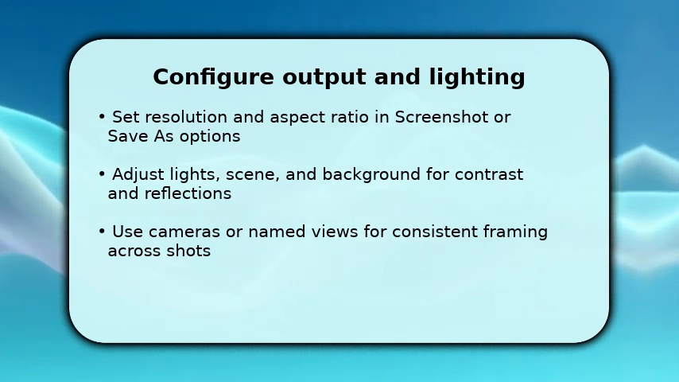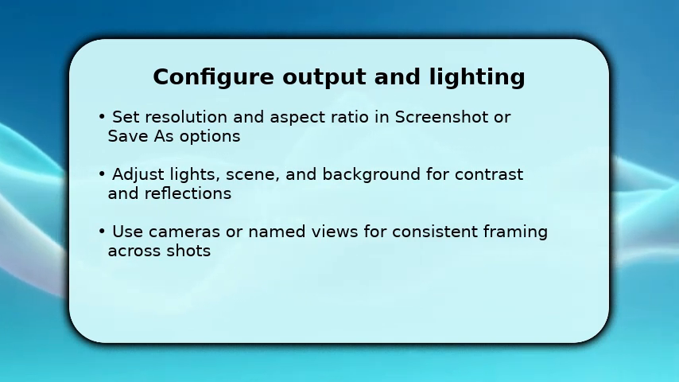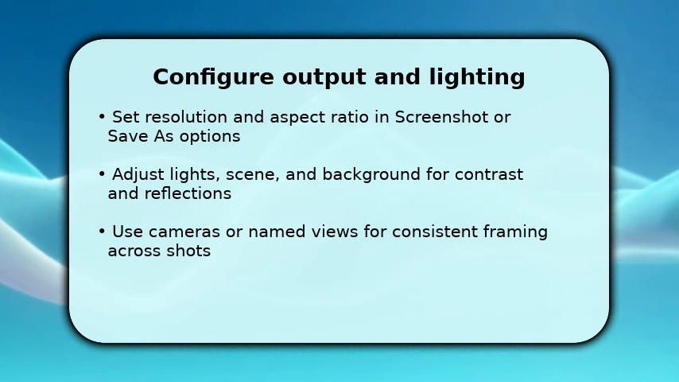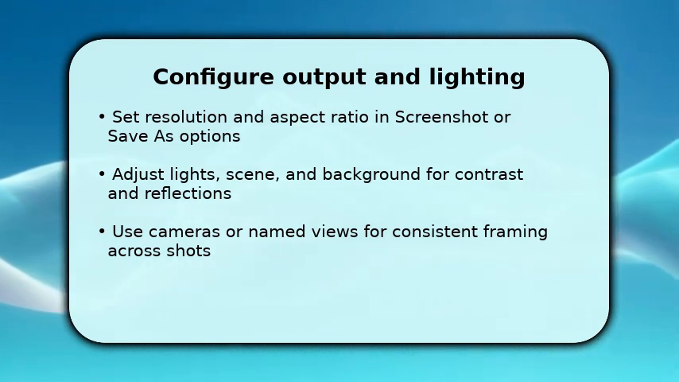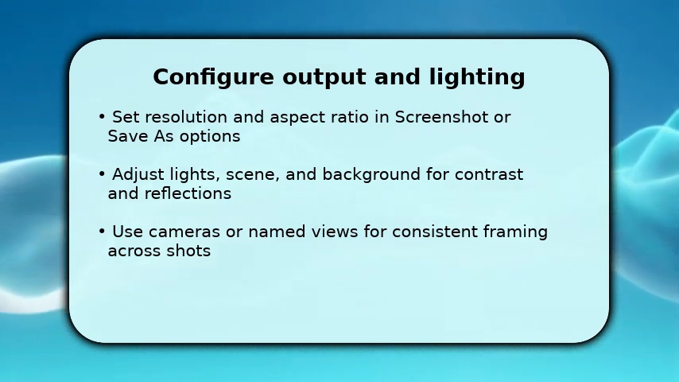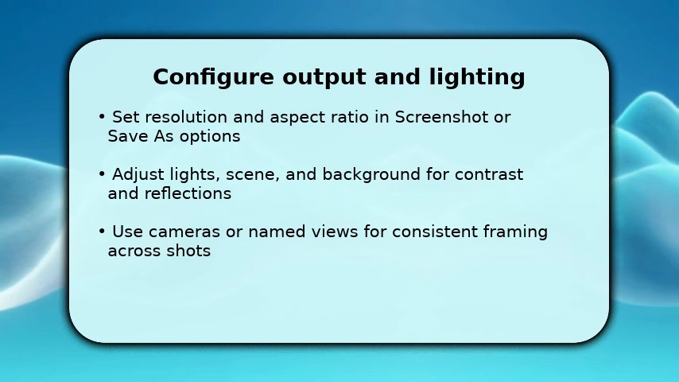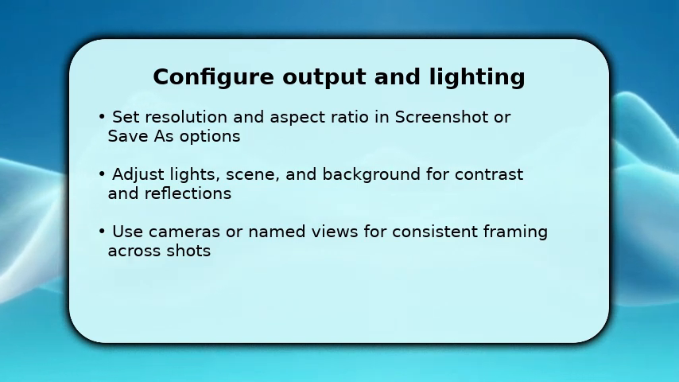Then refine scene settings, modify directional lights, add fill lights, change background color or gradient, and tweak reflectivity to enhance edges and contours. Use named views or saved cameras so you can return to identical framing later. While adjusting, preview at full resolution when possible, so you can correct exposure, shadows, or highlight.